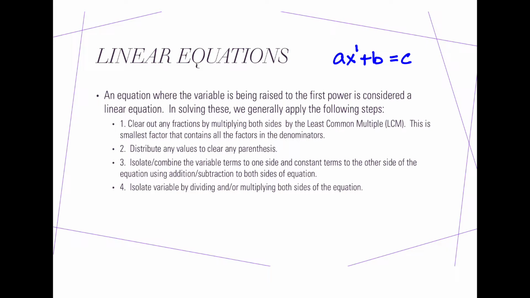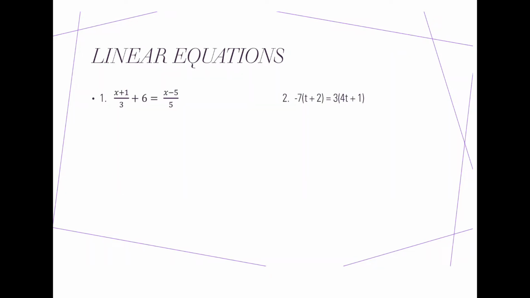And if we've done that successfully, step number 4, we're going to finally not just isolate the variable term, that should already be isolated, but multiply or divide both sides by whatever would isolate the variable by itself. So we should have x equals something else. So let's look at a couple of examples.